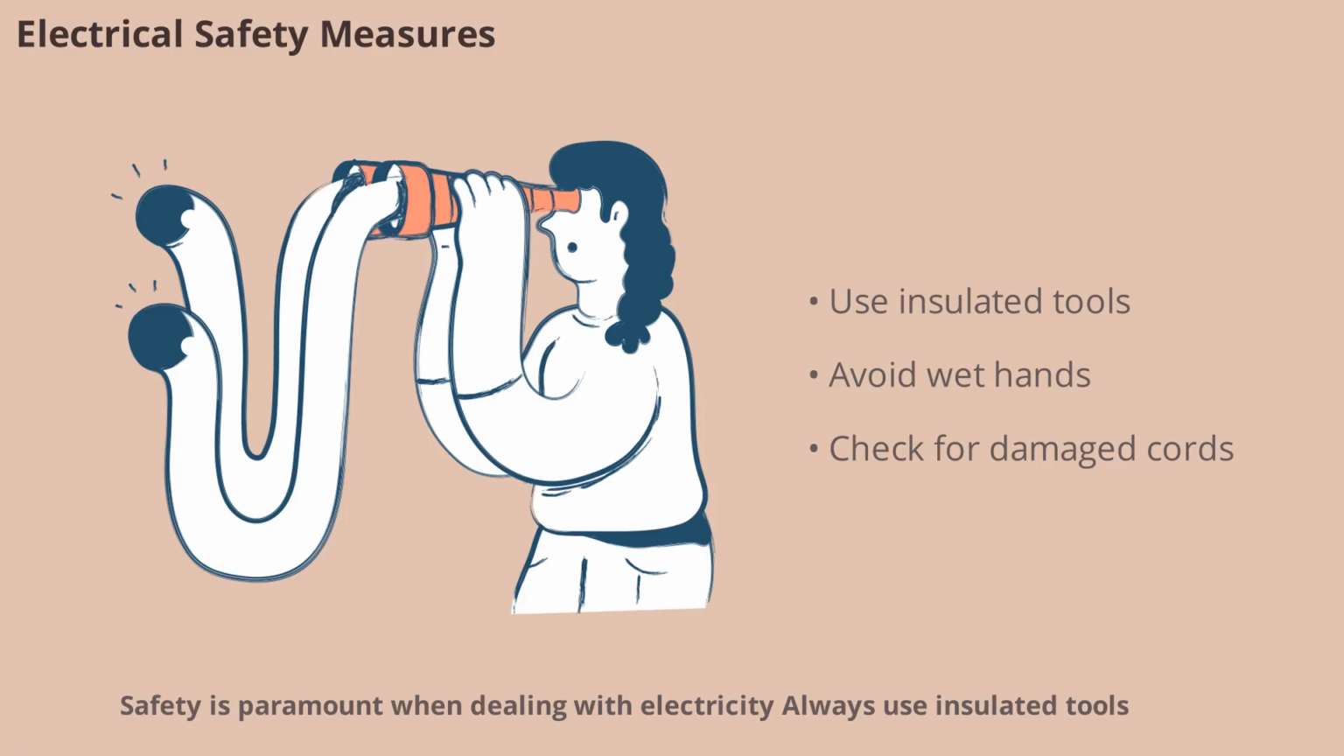Safety is paramount when dealing with electricity. Always use insulated tools, avoid handling appliances with wet hands, and ensure wiring is properly installed. Never overload sockets and use fuses or circuit breakers for protection. Regularly check cords and plugs for damage. These precautions help prevent accidents, injuries, and damage to property, making your environment safer for everyone.